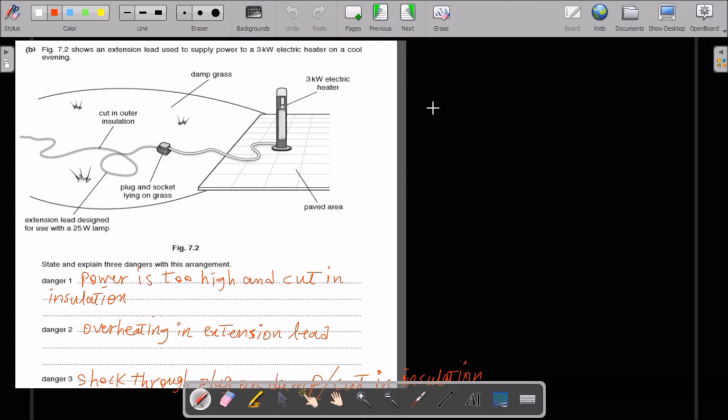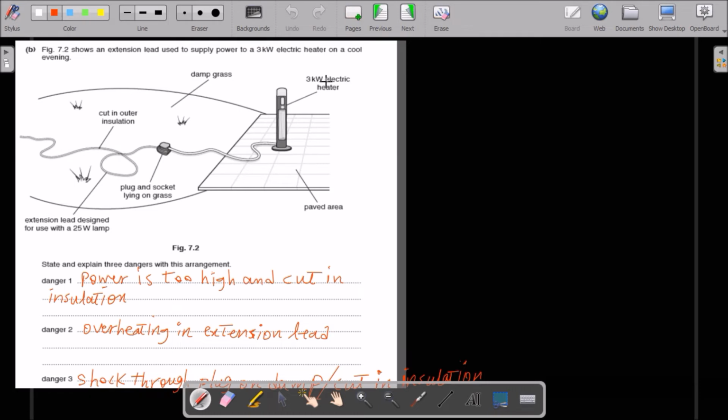Next part. Figure 7.2 shows an extension lead used to supply power to a 3 kilowatt electric heater on a cool evening. State and explain 3 dangers with this arrangement. So if you look at the arrangement, first of all, the power is too high. It is 3 kilowatts. It is 3000 watts.